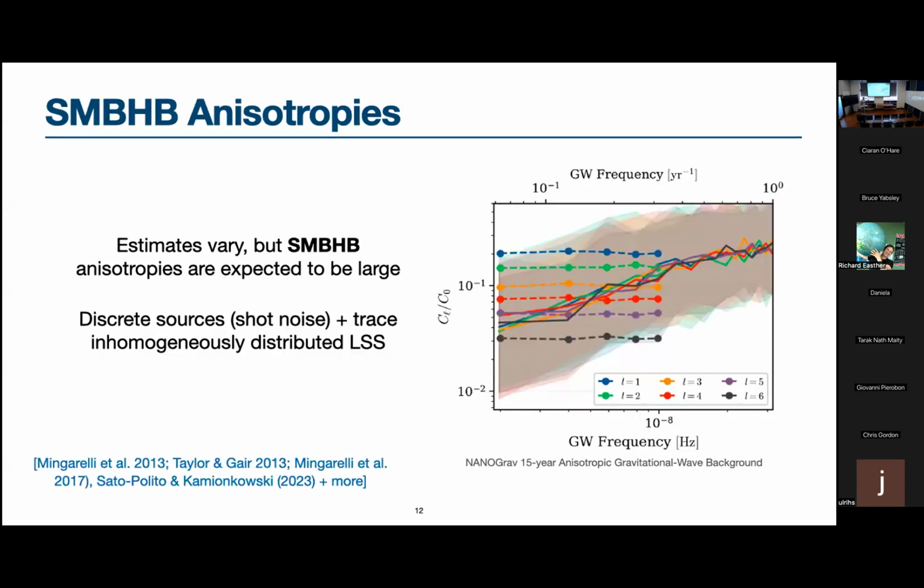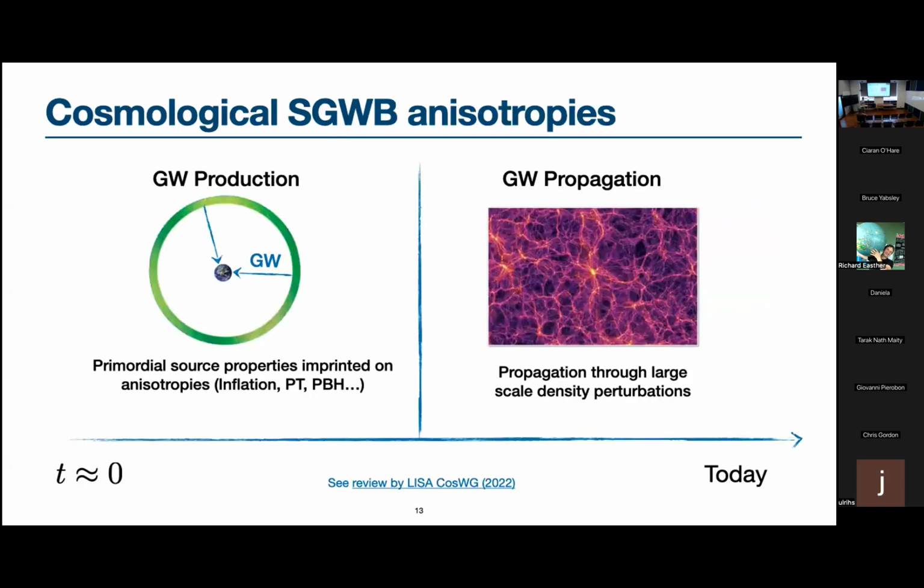Now, for the first, supermassive black hole scenario, there are different estimates in the literature, but more or less they all agree that these anisotropies are expected to be large. In terms of the C_L, the predictions lie between 10 to the minus 1 and 10 to the minus 2 with respect to the monopole. The reason behind this is that supermassive black holes, these sources, are discrete in nature, and they also trace the large-scale structure, which itself is inhomogeneously distributed. As a result, these anisotropies are quite large compared to what we expect for cosmological backgrounds.